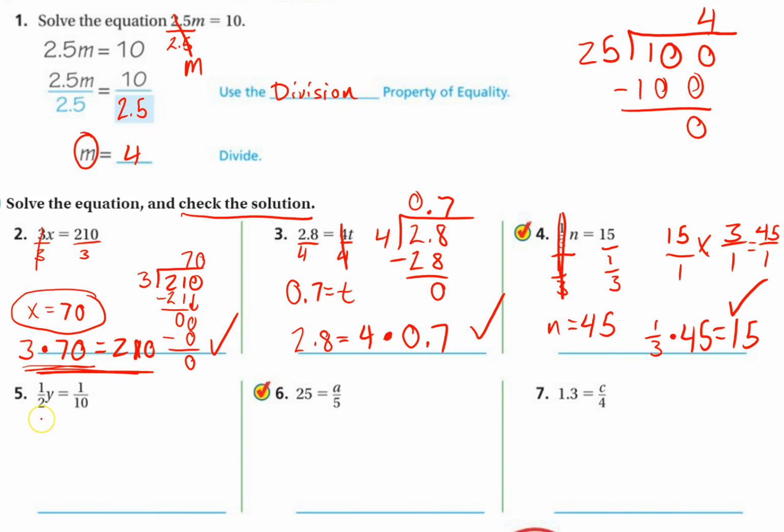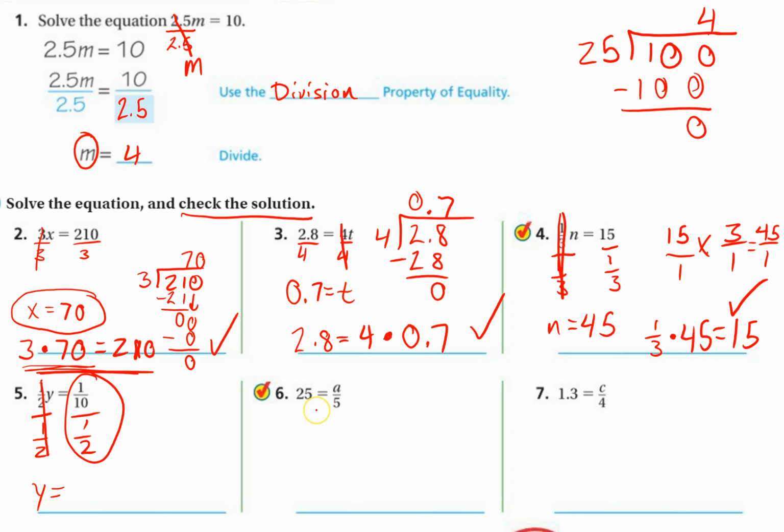Okay. I'm going to let you try number 5 on your own. Again, that's multiplying. So you're going to be dividing both sides by 1/2. And then you're going to want to do the copy, change, flip on this side. So you'll have y over here, because this will cancel out. Copy, change, flip on the other.